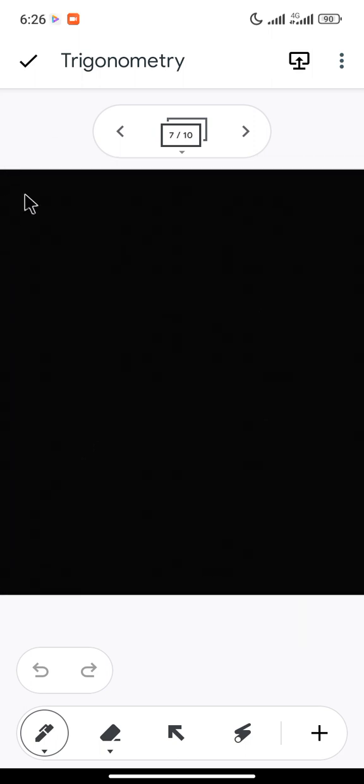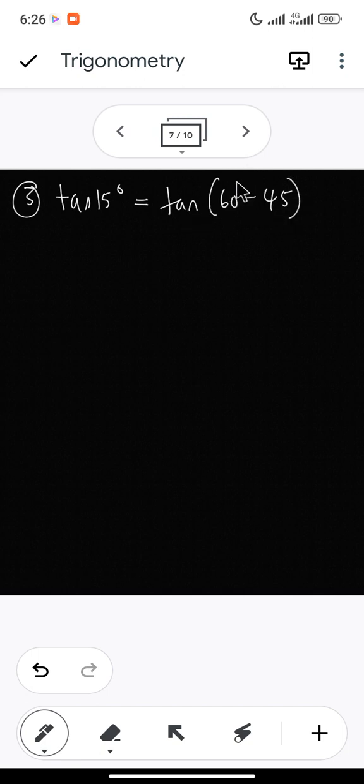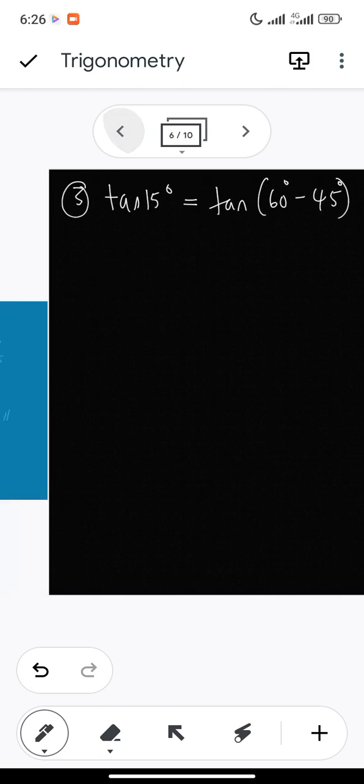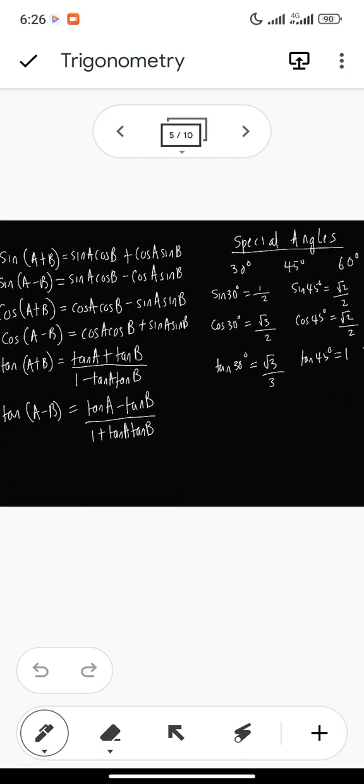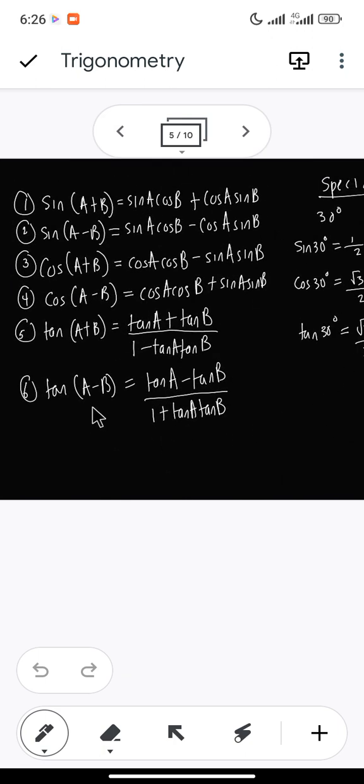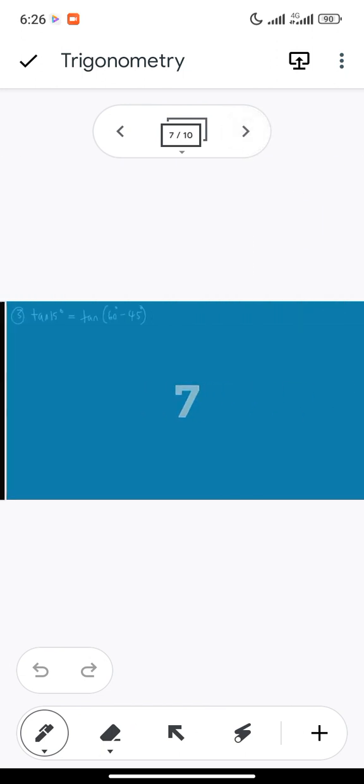Question number 3. Let's say we have tan 15 degrees. Now this can be expressed as, okay, let's not use 45 and 30 again, let's say tan(60 - 45). These are all in degrees, please don't forget. So what does tan say for compound angles with the difference of two angles? Let's make use of the same formula.